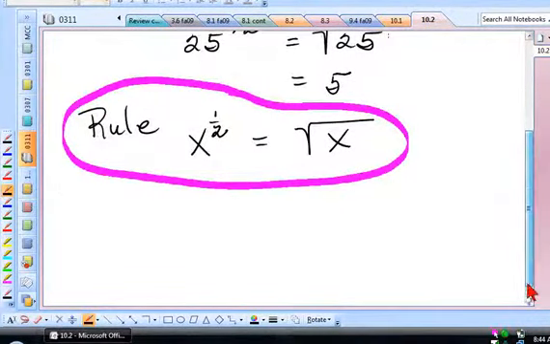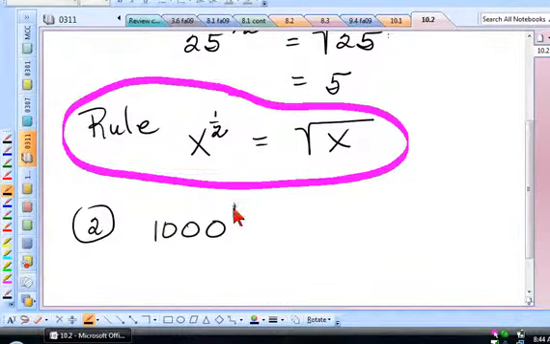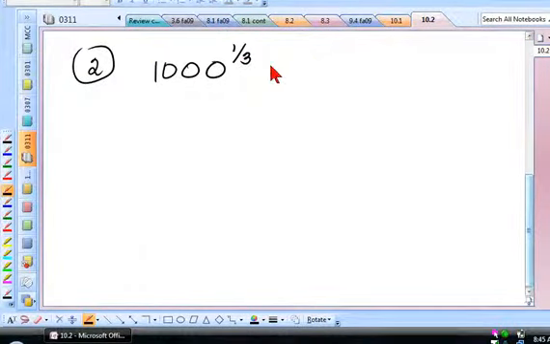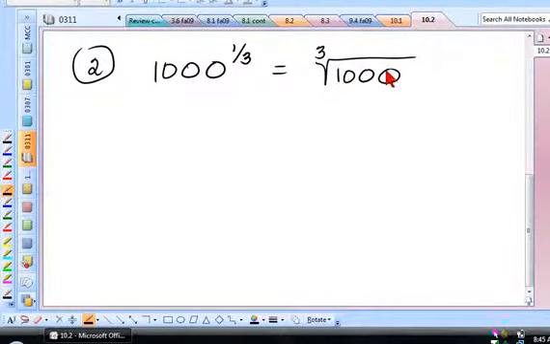But let's keep going. Problem number 2. It says, evaluate the expression, and it has 1,000 to the 1/3 power. Well, if 1/2 means square root, what do you think 1/3 means? Cube root. So that translates into the cube root of 1,000. And the cube root of 1,000 is 10.